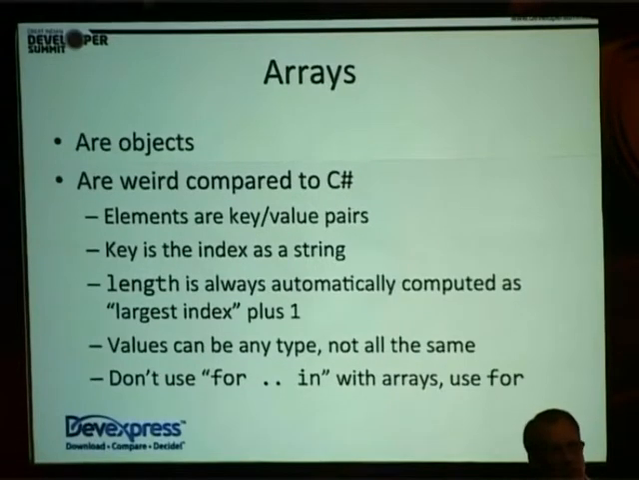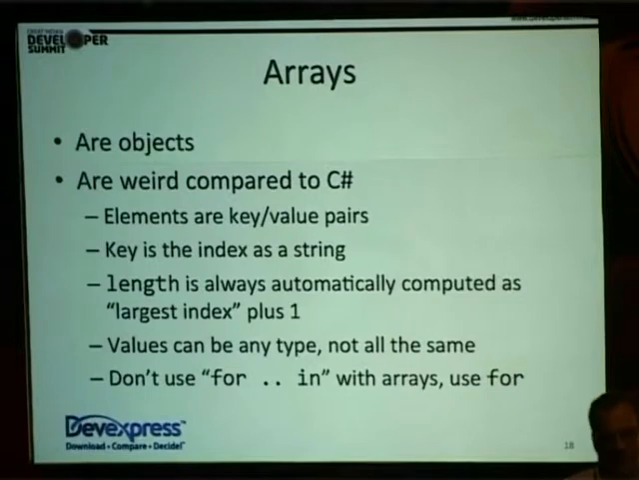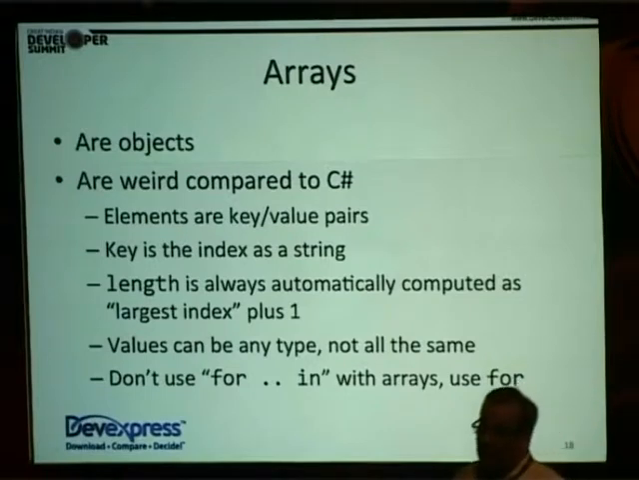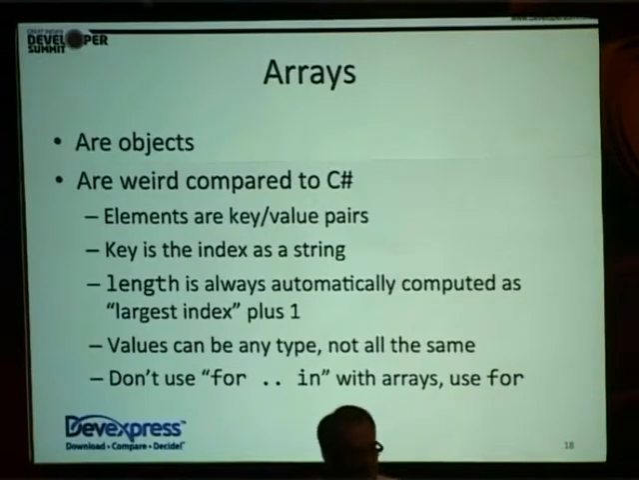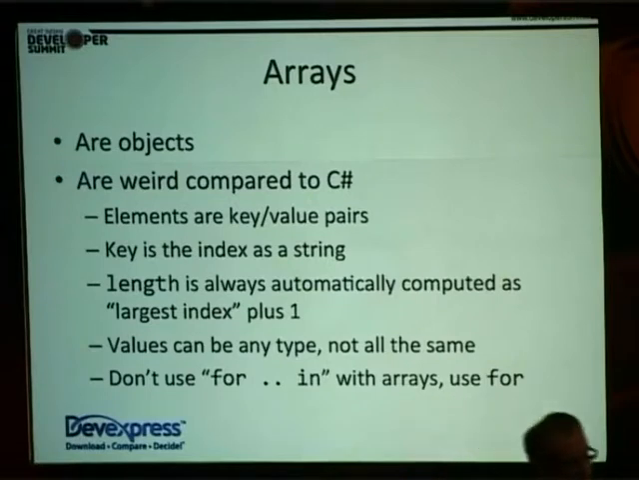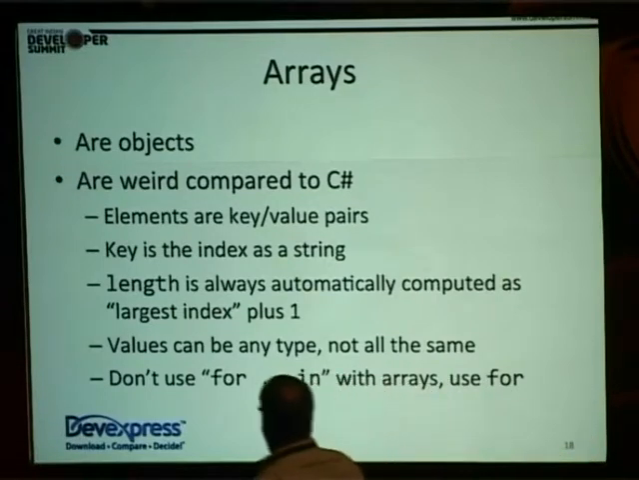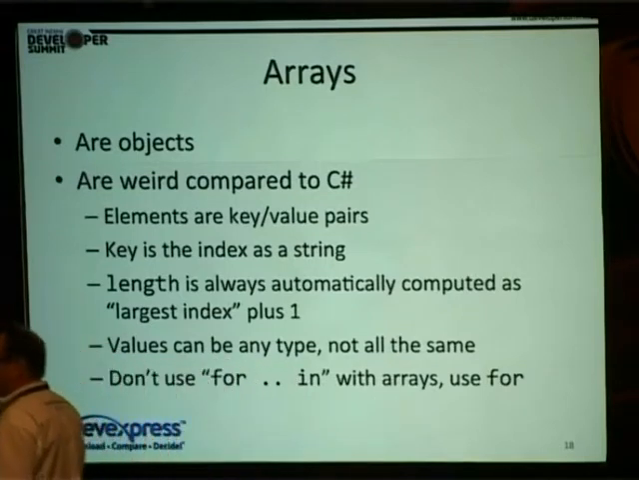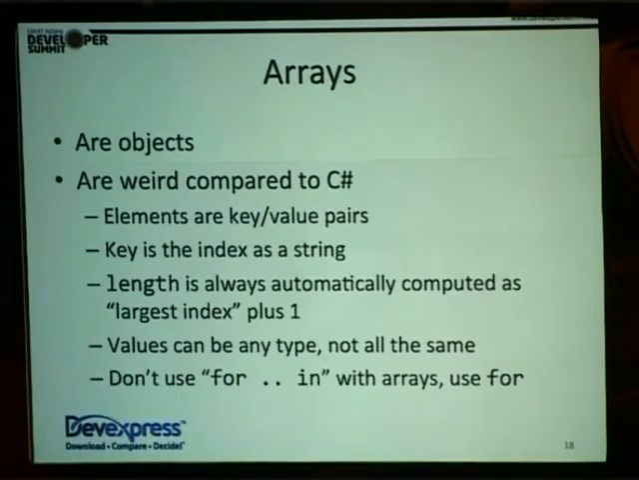The elements in an array don't have to be all the same type. You can have arrays with some elements as strings, some elements as objects, some elements as arrays. It doesn't matter. And you saw for-in just then. Don't use it with arrays. You should use the ordinary numeric for loop.